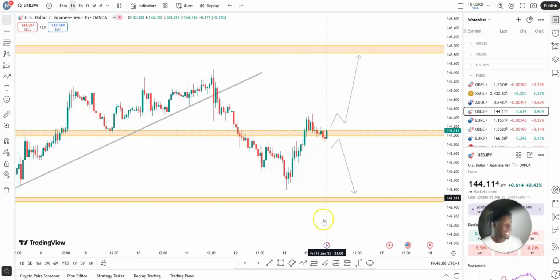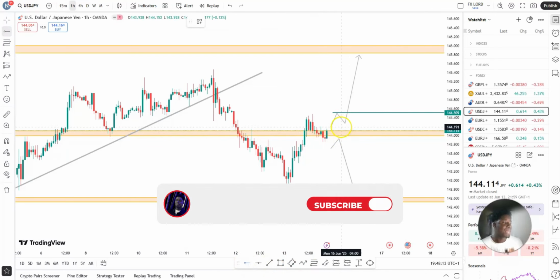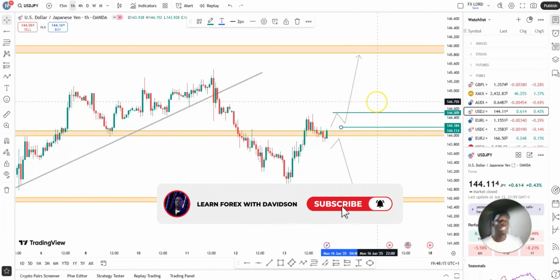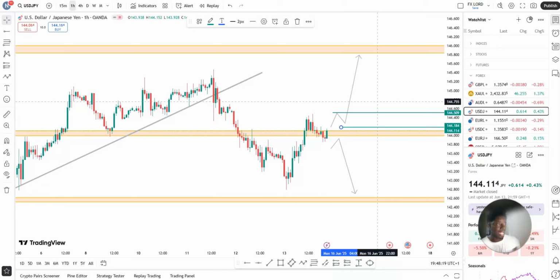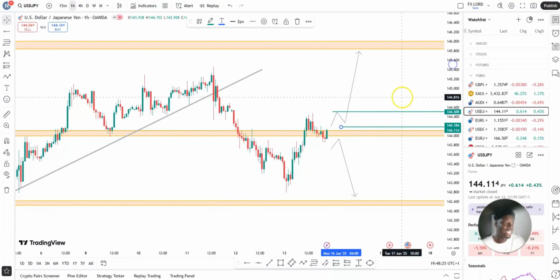So once I get a confirmation, my entry is just going to be around here, and my stop loss is just going to be a little bit below the retest of this level. Then I'll ride on from here as the market goes to the upside. So that is that for USD JPY. Nothing really much, easy peasy.